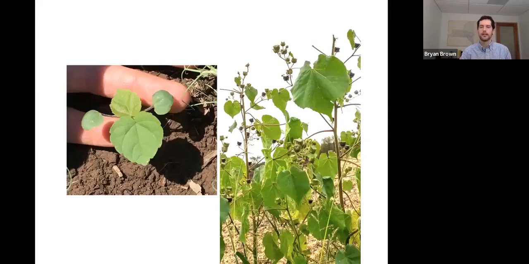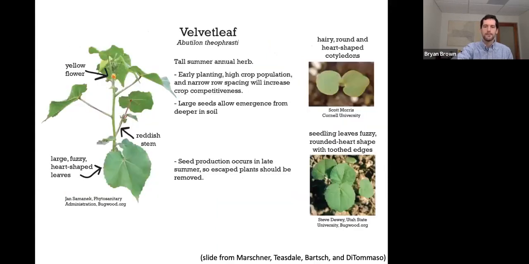Okay, next weed. A lot of you probably know this one. It's been pretty problematic the past few years. It's Velvetleaf. Velvetleaf produces a large seed, and well, let me talk about the ID first. It has these somewhat heart-shaped cotyledons early on that you can see, and that heart-shaped leaf stays true, although it gets a little bit more lobed over the course of the season.